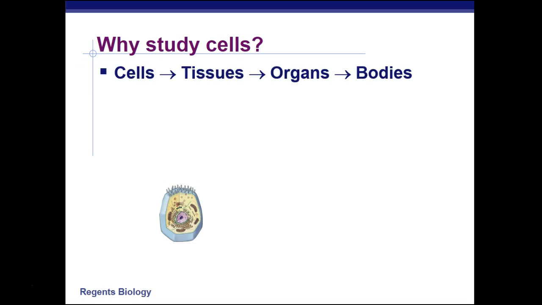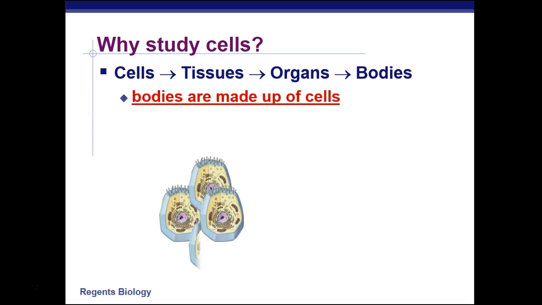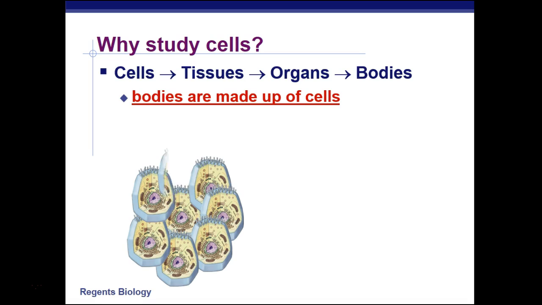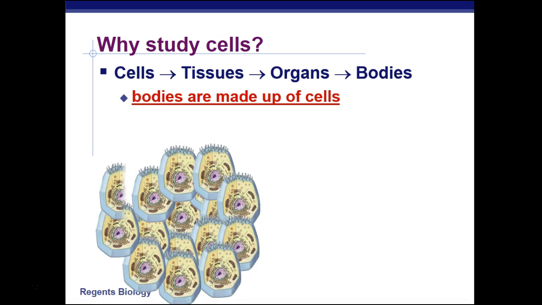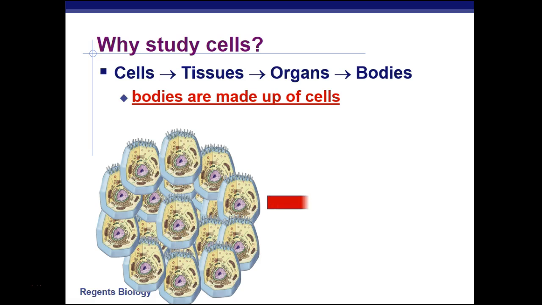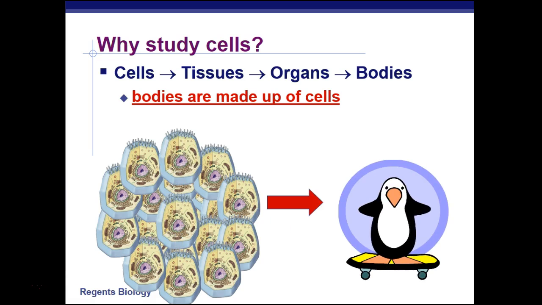Well, because they are the building blocks for larger organisms. Cells become tissues. Tissues are assembled into organs. Organs form bodies. We are made up of cells, trillions and trillions of them. It's only when we assemble those cells together that we can create a complex organism. Cells do all the work of life.